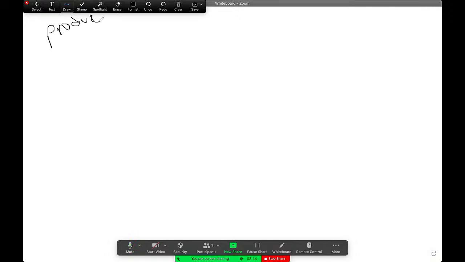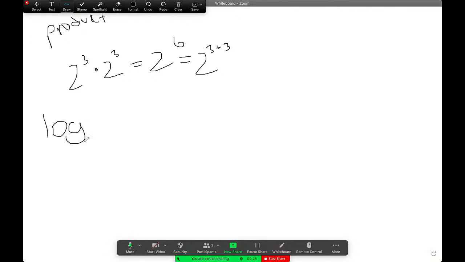So let's look at the equivalent of this, but for exponents. So you have 2 to the power of 3 times 2 to the power of 3, and this is just basically equal to 2 to the power of 6, because when it's like this, you do 2 to the power of 3 plus 3, and you get 2 to the power of 6. So everybody knows that, right? Okay. So let's look at the same thing, but for logs.